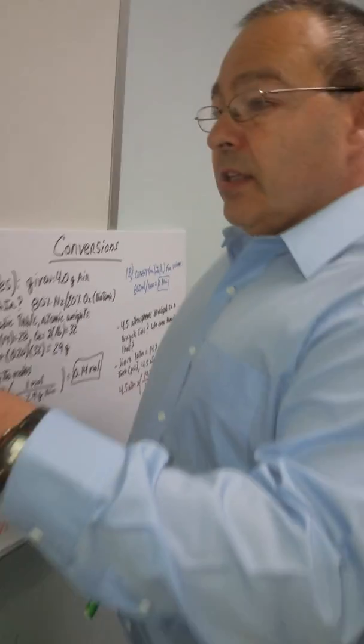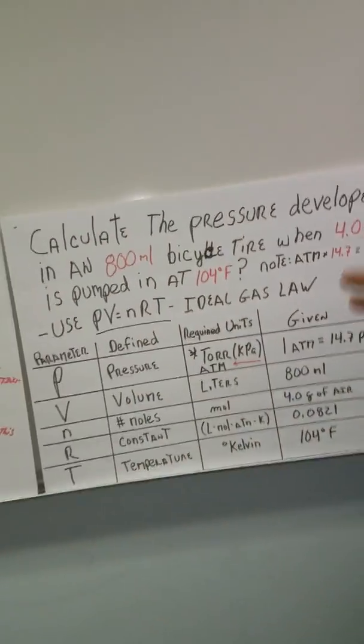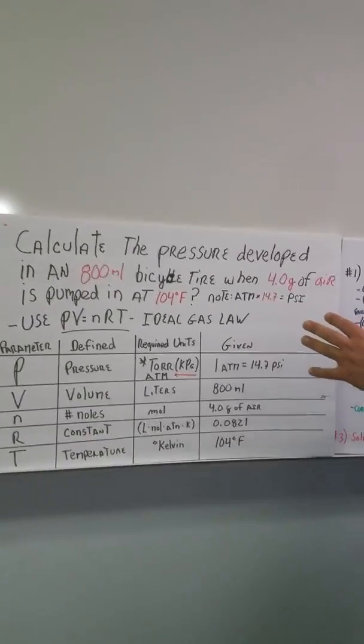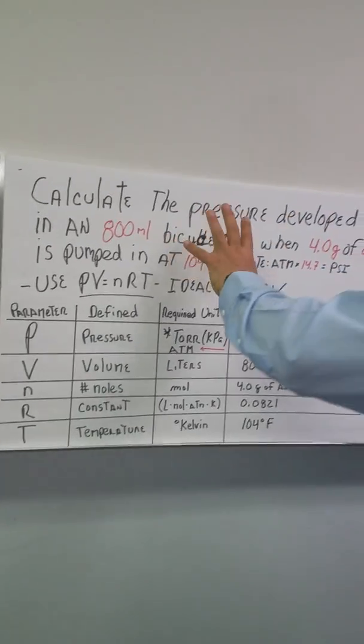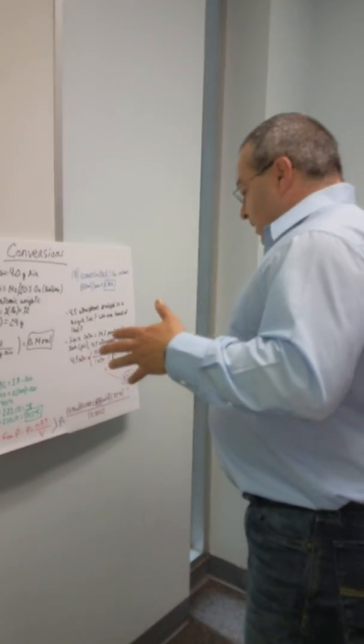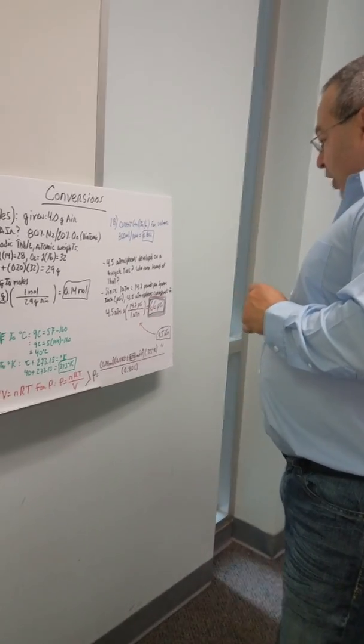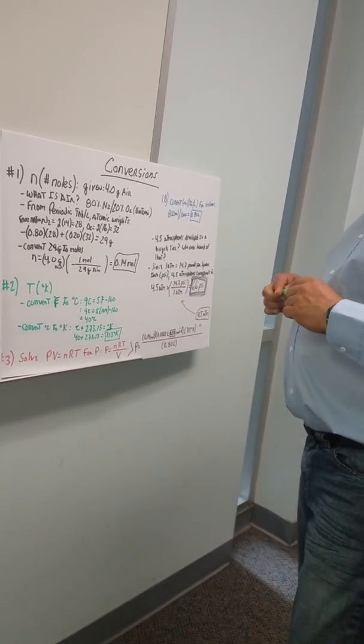So, going back to the original question, calculate the pressure developed in an 800 mL bicycle tire. We now have that pressure, given all these parameters. And the PV equals nRT is in a closed system, as it's been specified if you research some of that. So, we have 66 PSI as our answer.